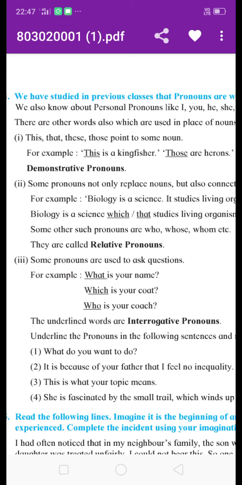In this way, these are the emphatic pronouns. Here reflexive and emphatic pronouns are the same, but the reflexive pronoun reflects the subject, and here it gives stress on the subject. An emphatic pronoun gives stress on the subject, immediately after the personal pronoun. In this way, these are the types of pronoun.